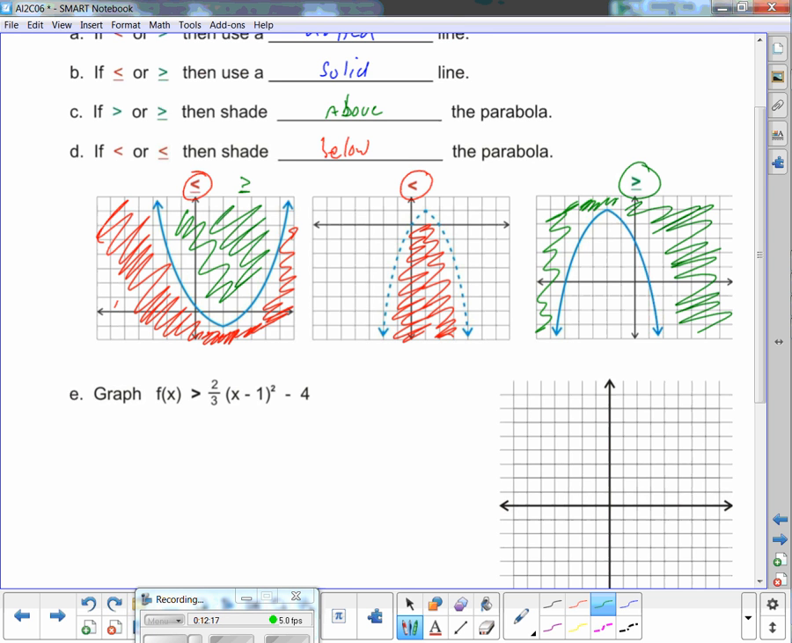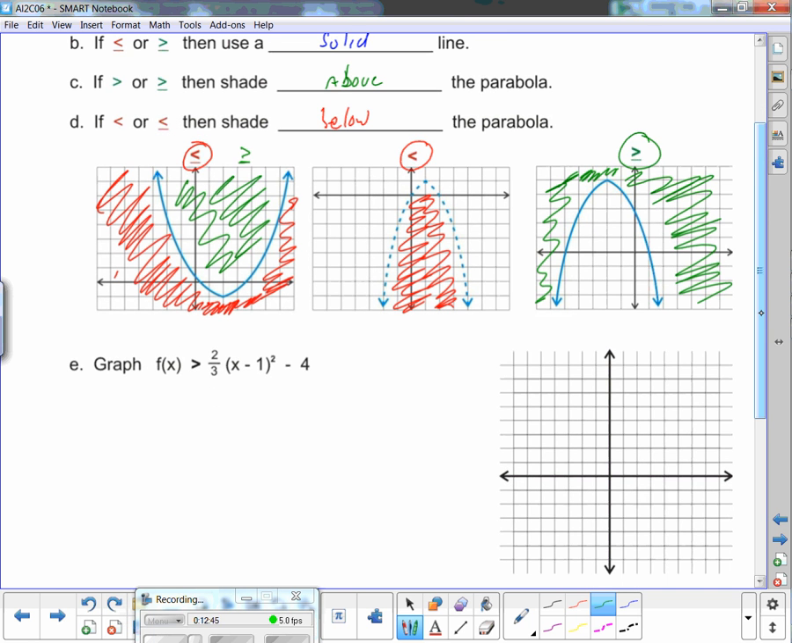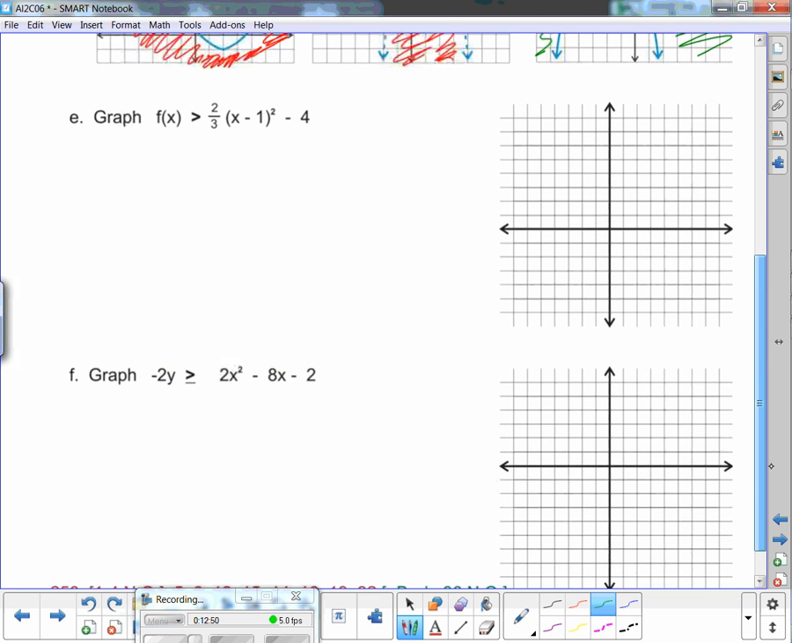Pretty simplistic. If you don't like the above-below approach, you can always choose a test point. Pick the coordinates of any point, either inside the parabola or outside. Put it back into the function for the parabola and see if it's true or not. If the test point is true, all values on that side of the parabola are true. If the test point is false, on that side are all the false values, on the other side are all the true values. But again, it's pretty simplistic, above and below. But again, if you need to, use a test point. All right, let's do a couple graphs.